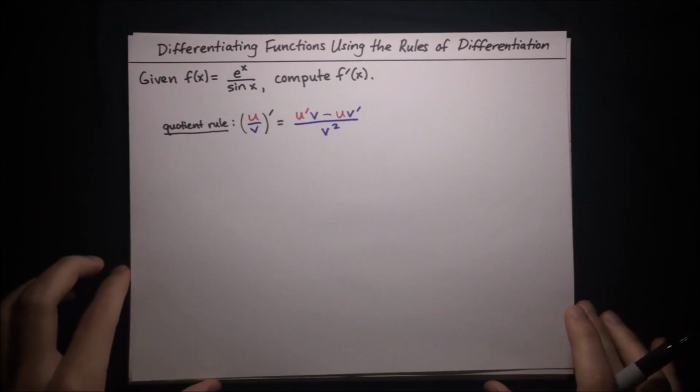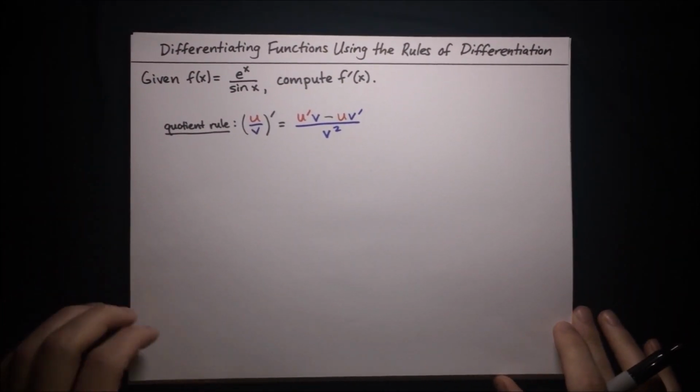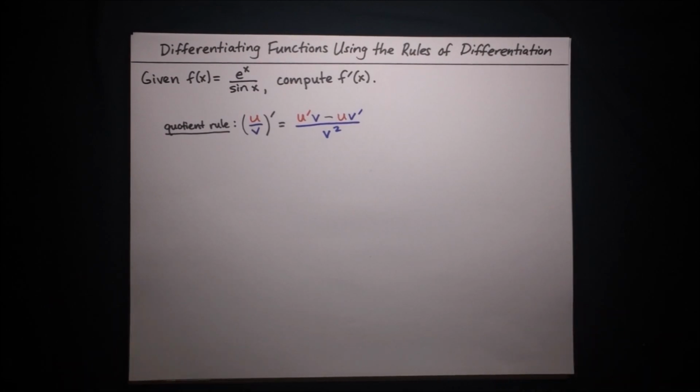Alright, next problem. We're given a new function, f of x is equal to e to the x over sine of x, and we want to compute the derivative f prime of x. So here our function is actually a fraction. Numerator is e to x, denominator is sine of x, and we've got a derivative rule for dealing with fractions. It's called the quotient rule, and it tells us that the derivative of the quotient u over v is equal to u prime v minus u v prime all over v squared.